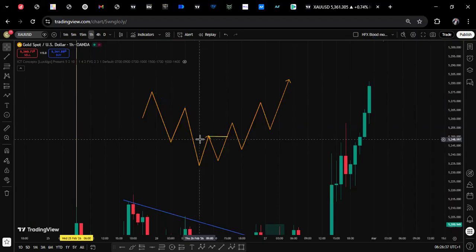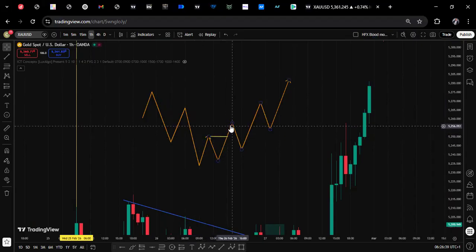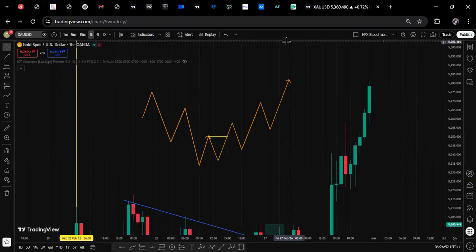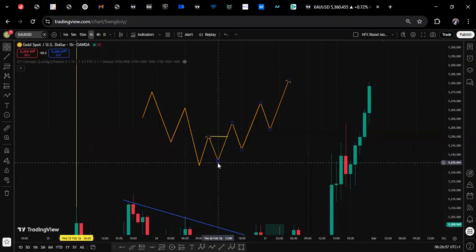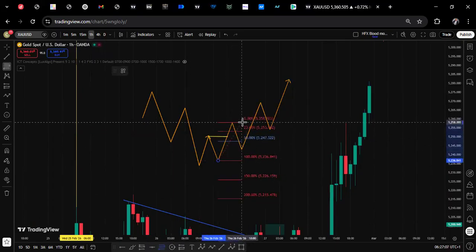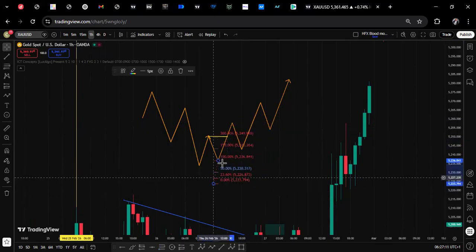So this is very important. Of course, when this happens, what you're waiting for is a retest within this zone. I use fair value gap most of the time. So what I'm looking for is a fair value gap within this zone. To make my entry more precise, I can add Fibonacci to it.